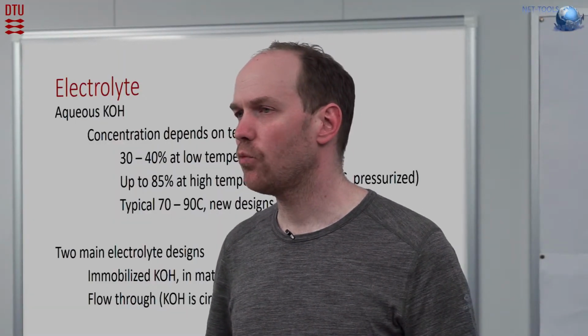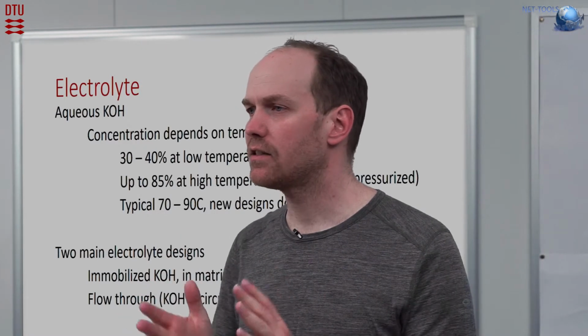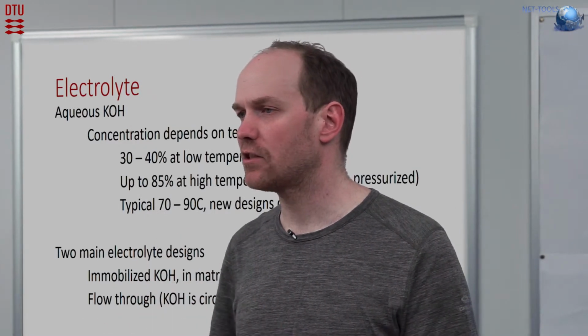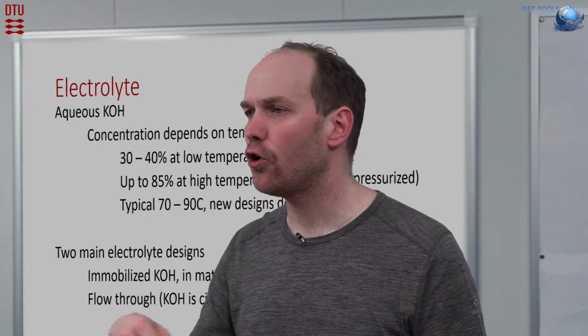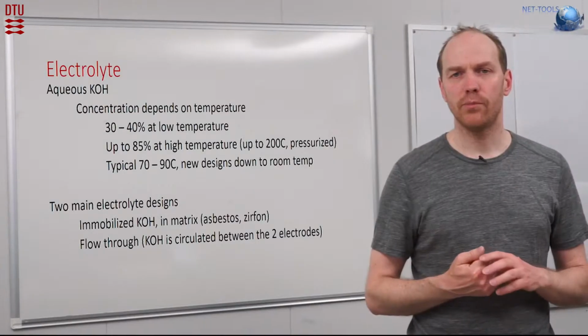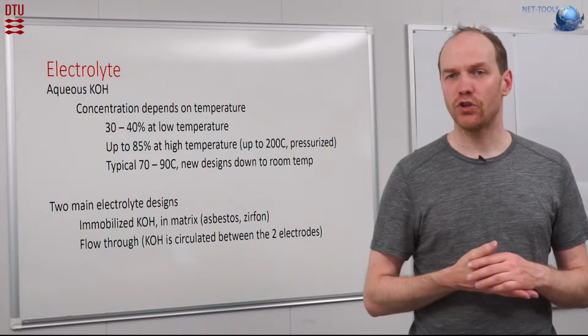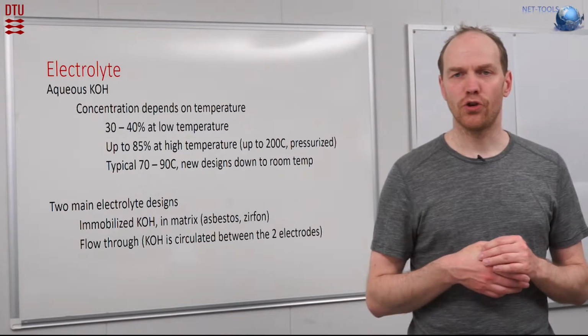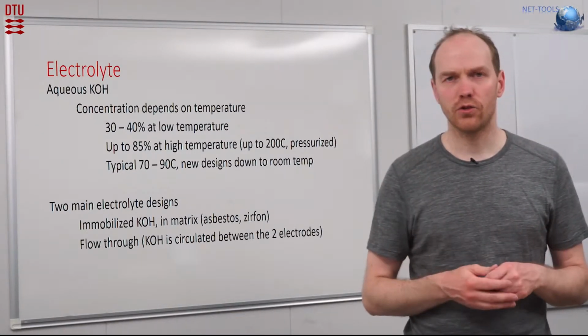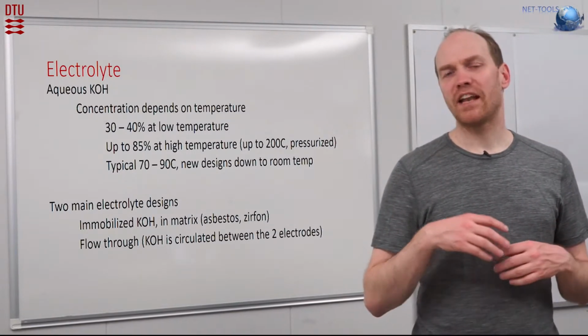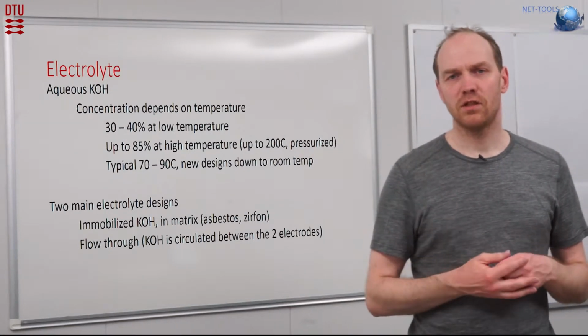The other main design is a flow-through system, where the electrode acts as a barrier for the electrolyte, and then you flow the potassium hydroxide through the system continuously. So you basically circulate it in between the two electrodes that you have. There are advantages and disadvantages to the two systems.